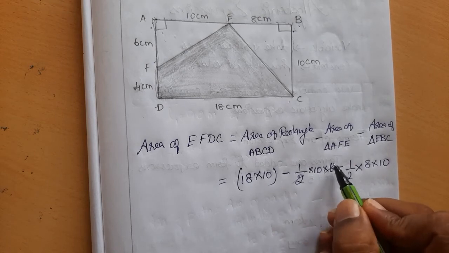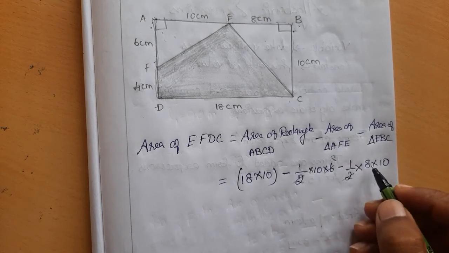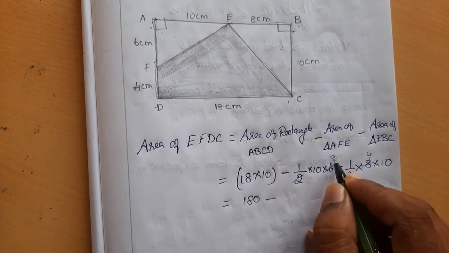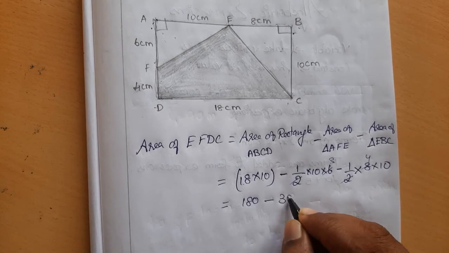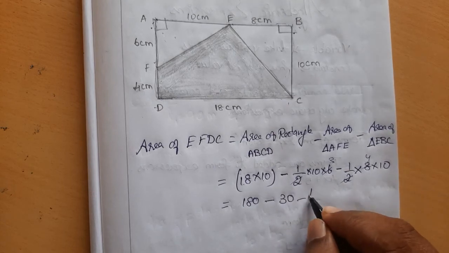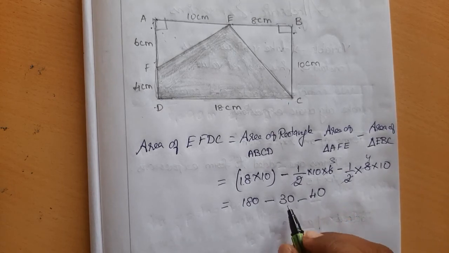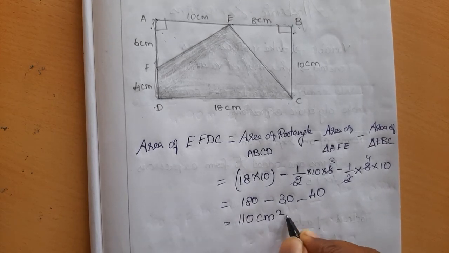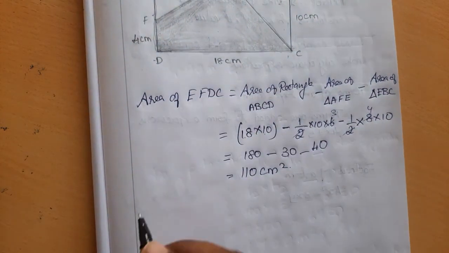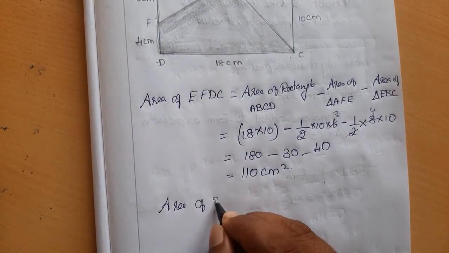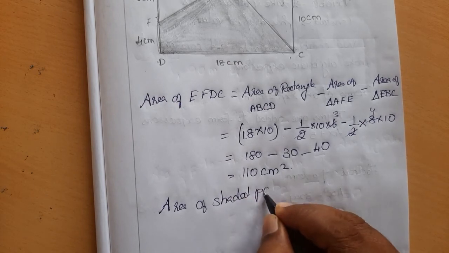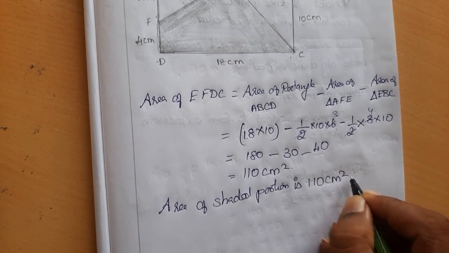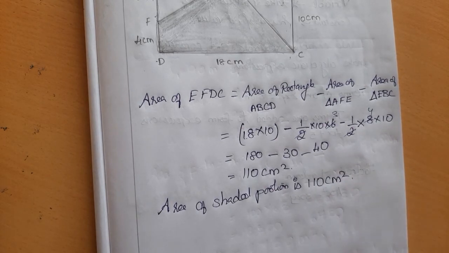So this we can cancel, 3 times, 4 times. We will get 18 into 10 is 180, minus 3 into 10 is 30, minus 4 into 10 is 40. So 30 plus 40 is 70, 180 minus 70 is 110 centimeter square. So the area of the shaded portion is 110 centimeter square. Clear? Thank you.